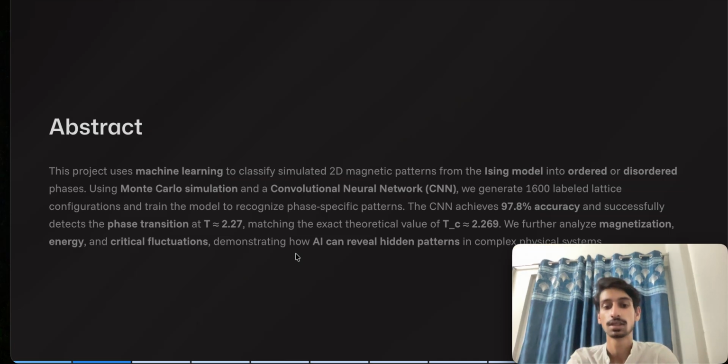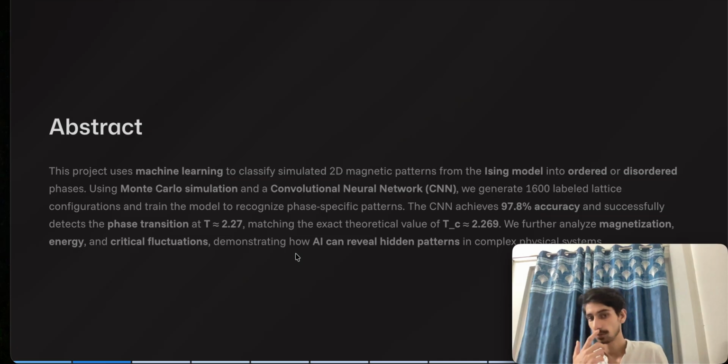At low temperatures, all spins align, forming large clean domains, and at high temperature, they flip randomly, creating chaotic noise. We simulate thousands of these boards to study how order turns into chaos. So here we used Monte Carlo simulation and CNN.